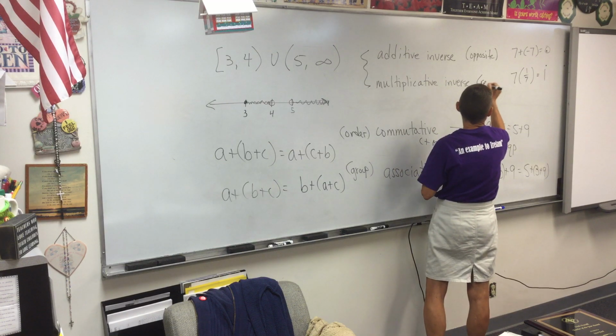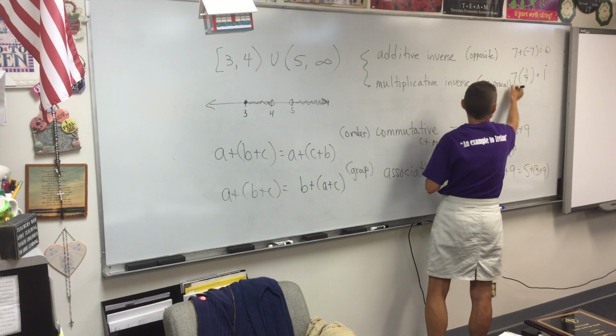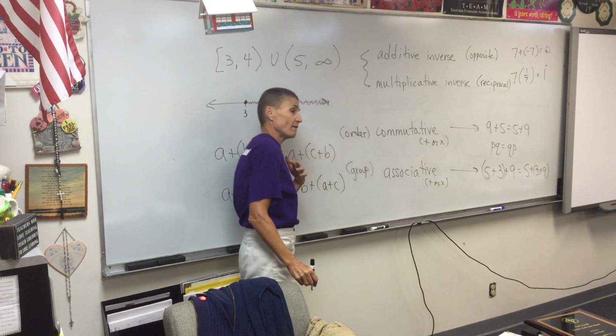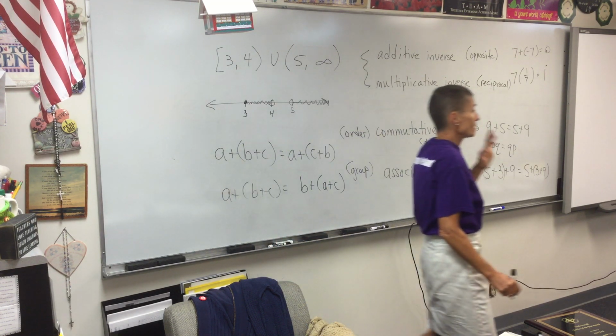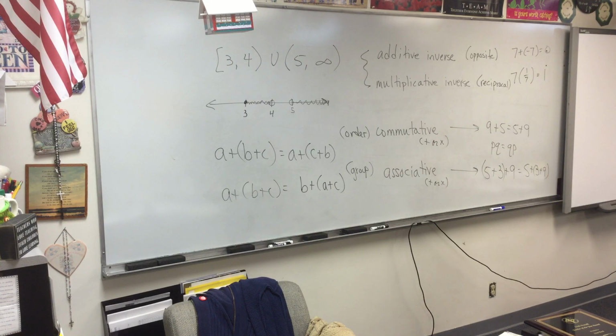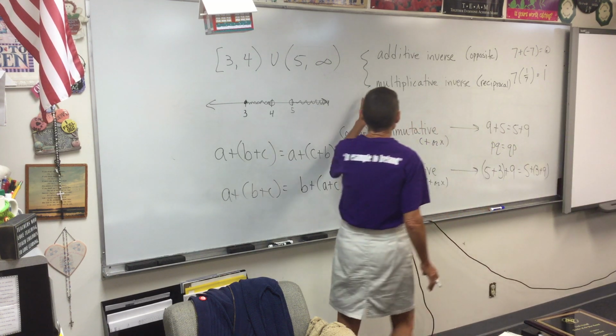Another word for multiplicative inverse is reciprocal. So if I said to you, what is the multiplicative inverse of 3/4? You would say 4/3. If I said, what is the additive inverse of 3/4? You would say -3/4. The additive inverse is just the opposite. The multiplicative inverse is just the reciprocal. Okay, so we got the inverses.